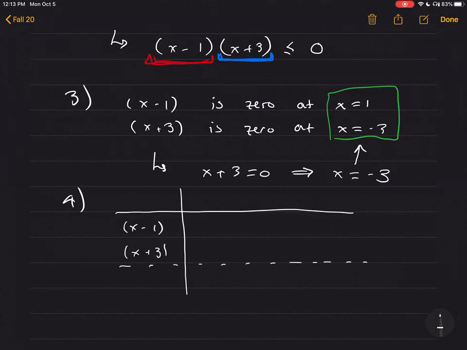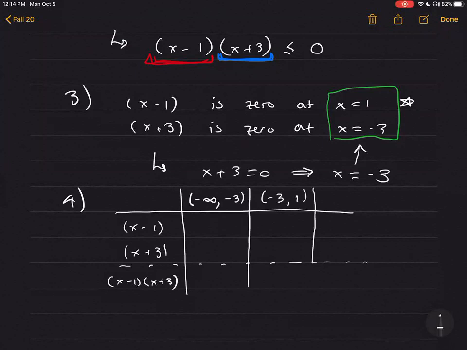I'm going to do x minus 1, x plus 3, so like our whole expression that we care about. And then here I'm going to break up intervals based on where our zeros were. So we have our first 0 at -3, so I'm going to do -infinity to -3. And then -3 to our next one, which is 1. And then I'm going to do 1 to infinity because that was our last 0.